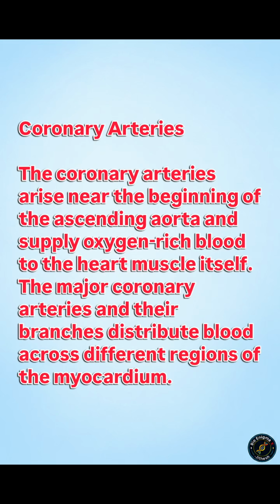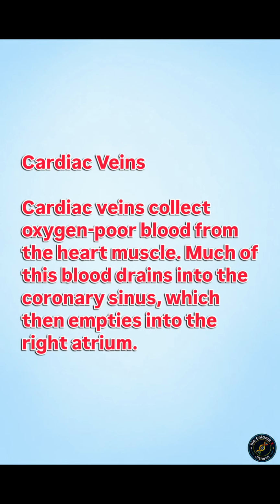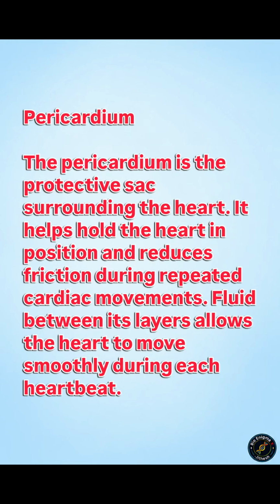Coronary arteries. The coronary arteries arise near the beginning of the ascending aorta and supply oxygen-rich blood to the heart muscle itself. The major coronary arteries and their branches distribute blood across different regions of the myocardium. Cardiac veins. Cardiac veins collect oxygen-poor blood from the heart muscle. Much of this blood drains into the coronary sinus, which then empties into the right atrium.